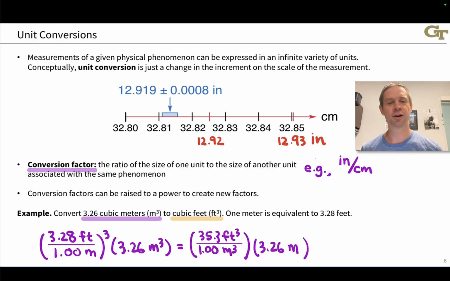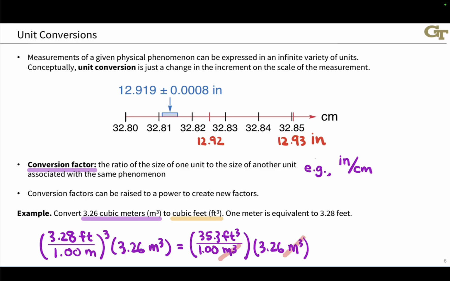We multiply that by our known volume in cubic meters, 3.26 meters cubed. The meters cubed divide out. I've got meters cubed in the numerator here and denominator here, and we end up with 115 feet cubed, which is right about where we would expect this on intuition, right? A foot is a lot shorter than a meter, so a foot cubed is much smaller than a meter cubed, and so 3.26 meters cubed is going to correspond to a much bigger number of feet cubed, in this case 115.